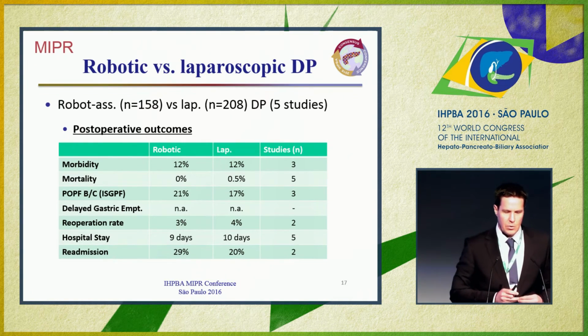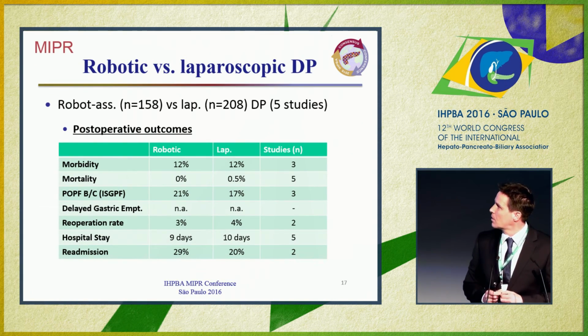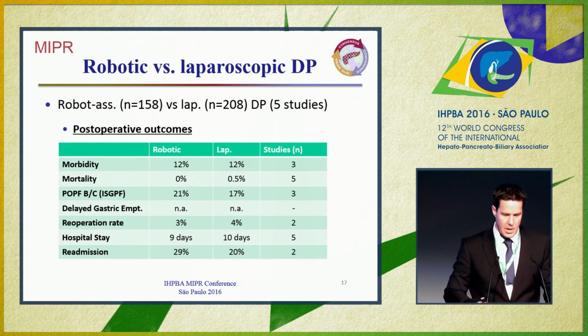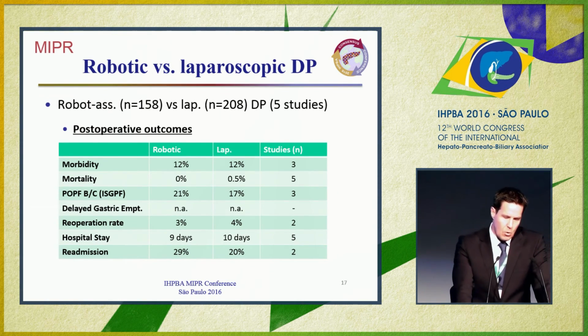So these are the postoperative outcomes, morbidity rates, 12 versus 12%. I think this is, again, underestimation. Mortality, almost 0%, which is good. And fistula rates of 21 and 70%. I think these are the real figures. Delayed gastric emptying, no data available. Reoperation rate, 3 and 4%. I think this is plausible. Hospital stay 9 and 10 days, also plausible.